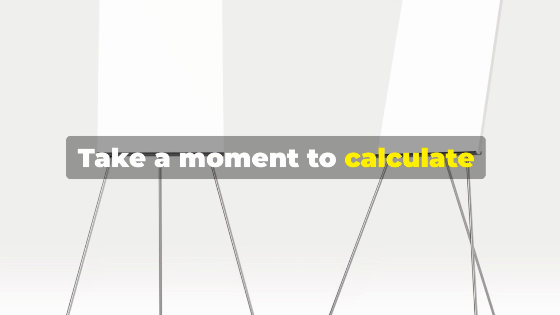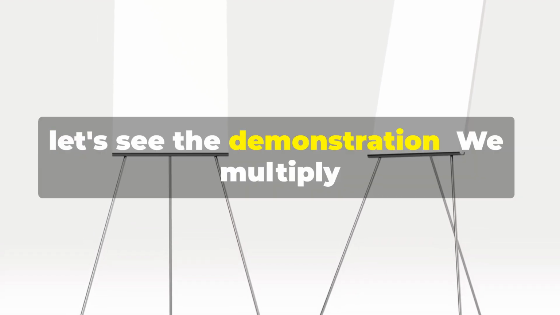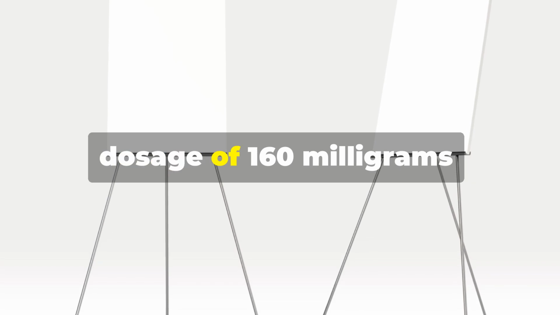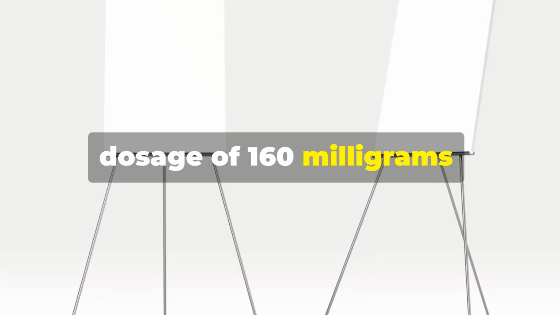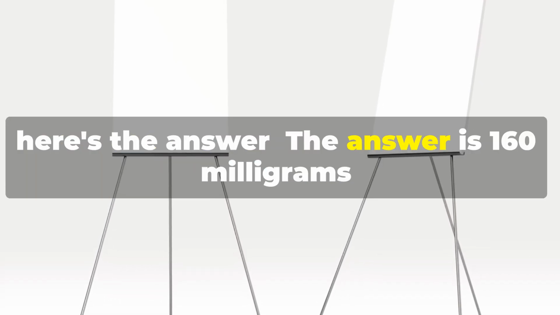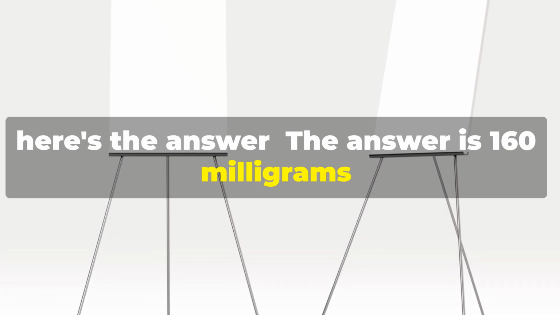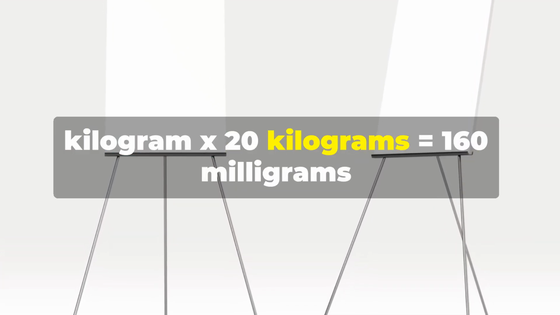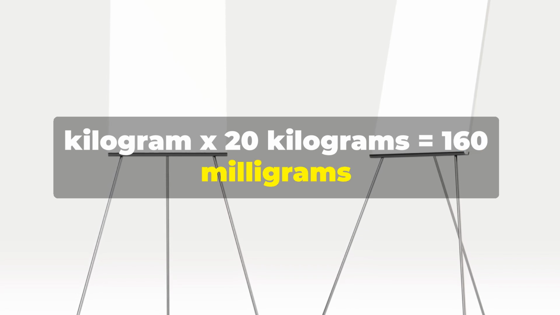Take a moment to calculate. Now, let's see the demonstration. We multiply 8 milligrams by 20 kilograms to get a dosage of 160 milligrams. And finally, here's the answer. The answer is 160 milligrams. Let's break it down. 8 milligrams per kilogram times 20 kilograms = 160 milligrams.